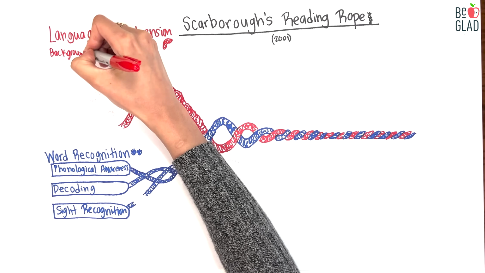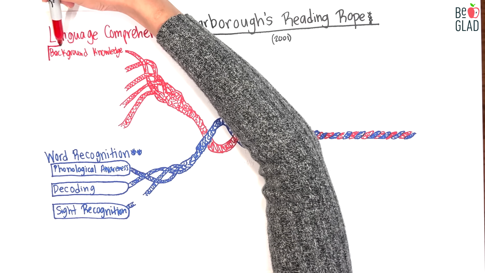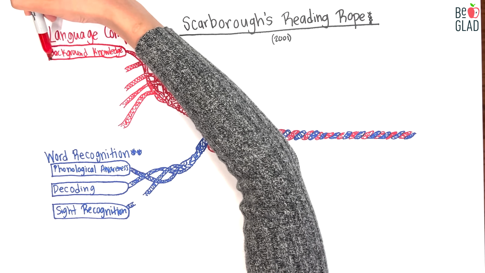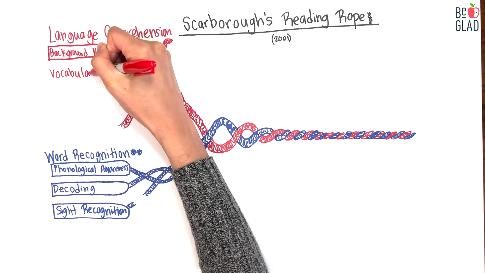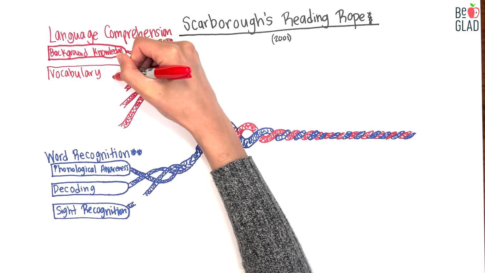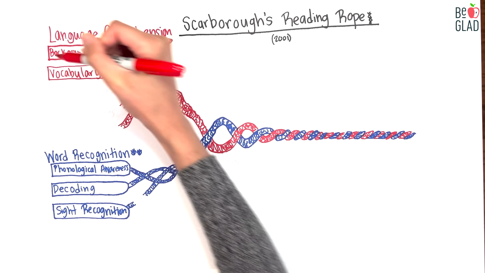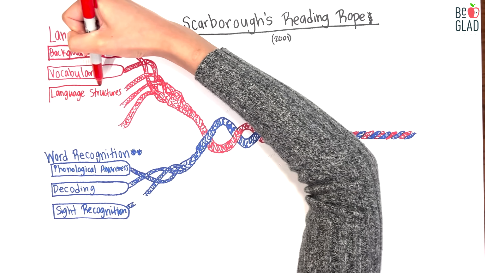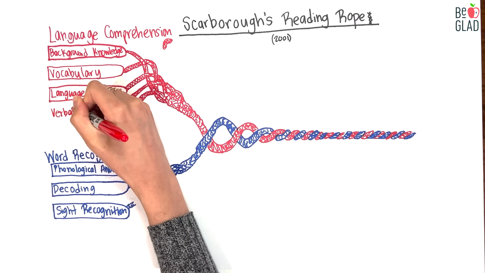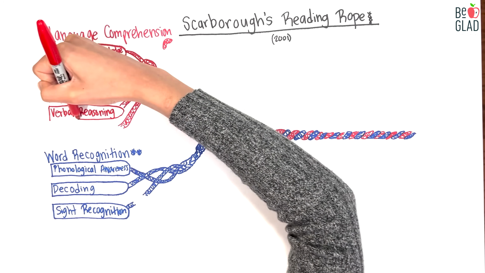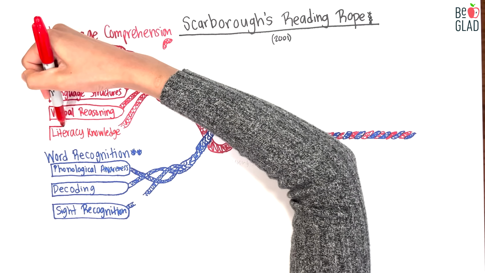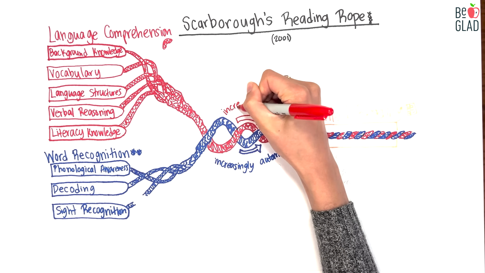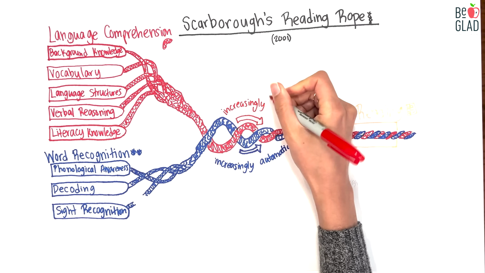Here, we're talking about the background knowledge that students have and need in order to understand what's written. The vocabulary that's embedded within the text that students need to understand in order to comprehend. The language structures that are presented, how complex the text is. Verbal reasoning skills like metacognition, and literacy knowledge like genres, for example. We want students to be increasingly strategic with this knowledge as they move towards comprehension.